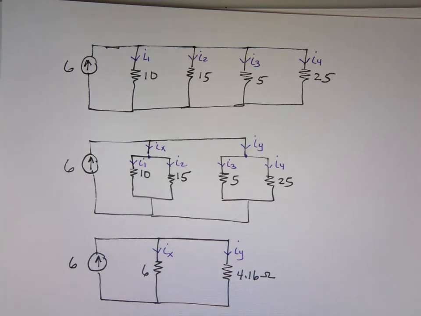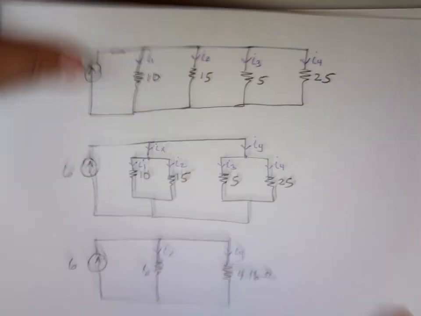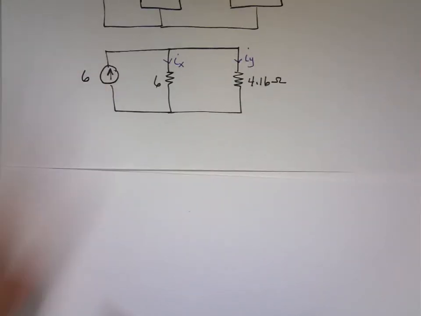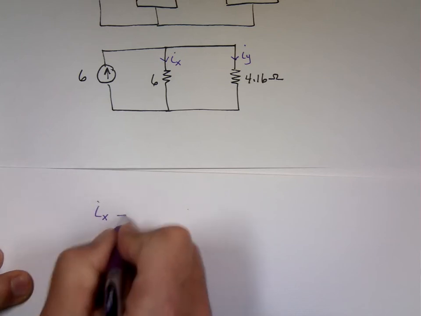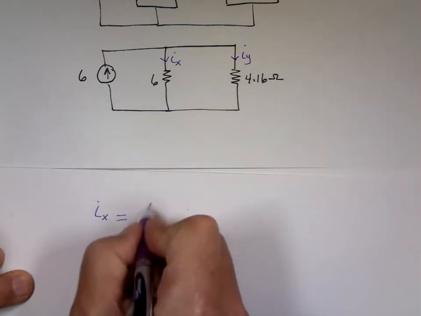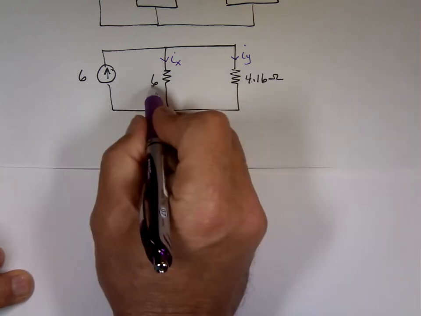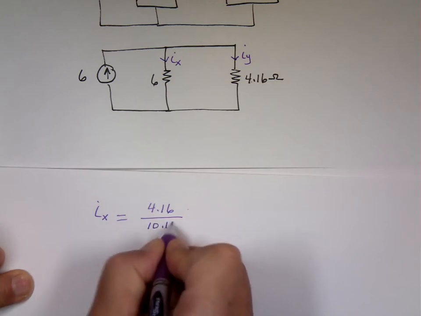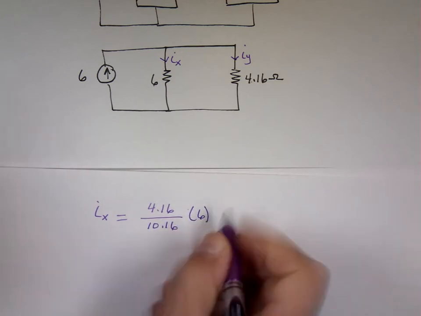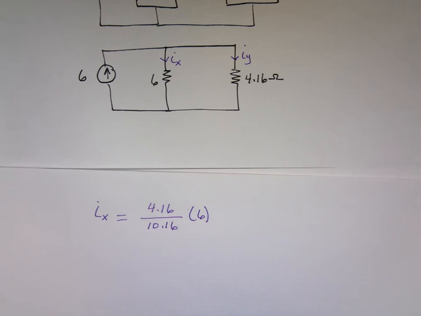Now I can use current division to get I sub x and I sub y. Do I know what I sub x is? I sub x will be, it's that resistor, 4.16, divided by the sum of them. What's 4.16 plus 6? 10.16 times the 6 amp. 2.46.